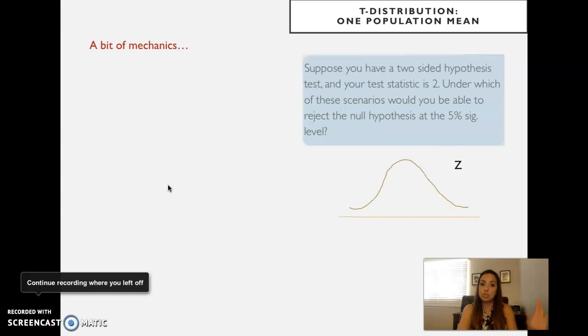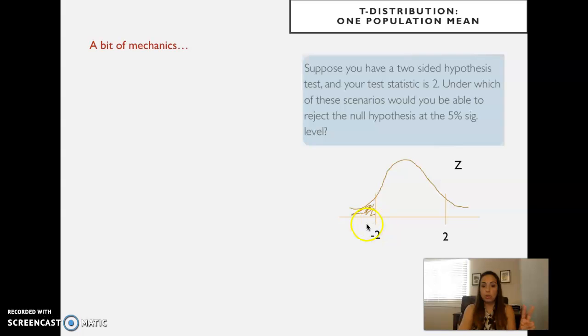Let's look at the z-distribution, which you learned last time, first. Imagine you got a z statistic that's 2. If you're running a two-sided test, you want the probability of getting a value of either -2 and lower, or 2 and higher. So more extreme than the absolute value of z, right? The probability of getting an absolute z greater than 2, which equals the probability of getting -2 and lower and 2 and higher together.